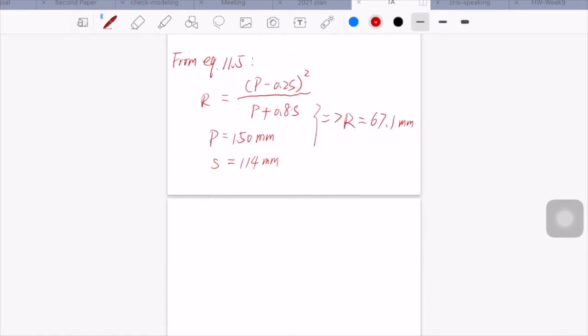And so the run of volume equals 0.0671 meter times 100 hectare times 10,000 square meter per hectare. So the run of volume equals 67,100 cubic meters. So we finished this problem.